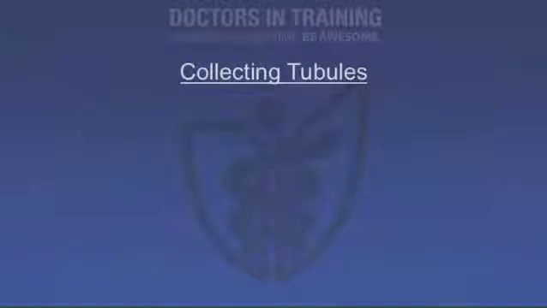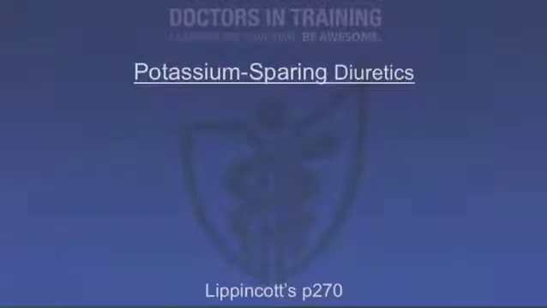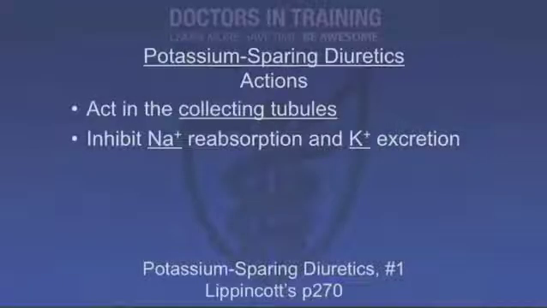Let's rejoin Dr. Vora working his way through the nephron. We're in the collecting tubules, one of my favorite spots, and we're going to talk about potassium-sparing diuretics here, the 5th class of drugs. Potassium-sparing diuretics act in the collecting tubules to inhibit sodium reabsorption and potassium excretion.